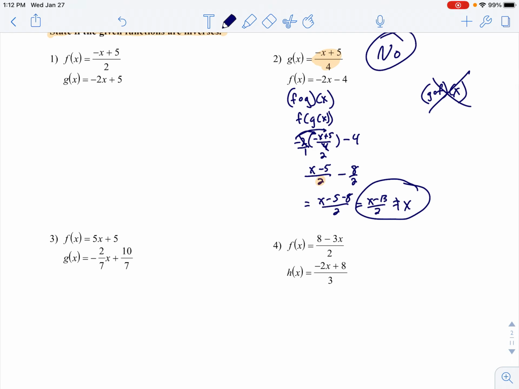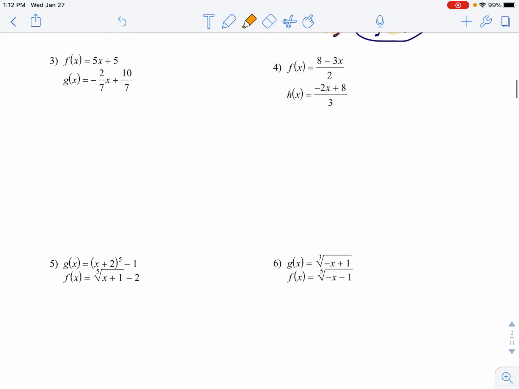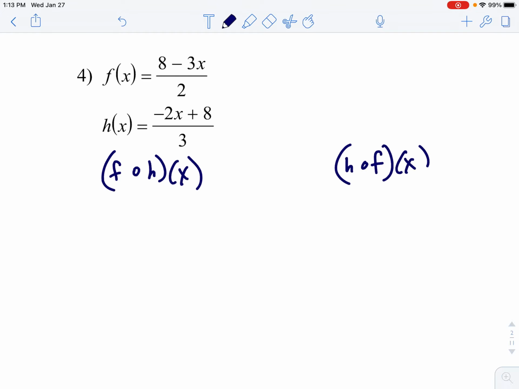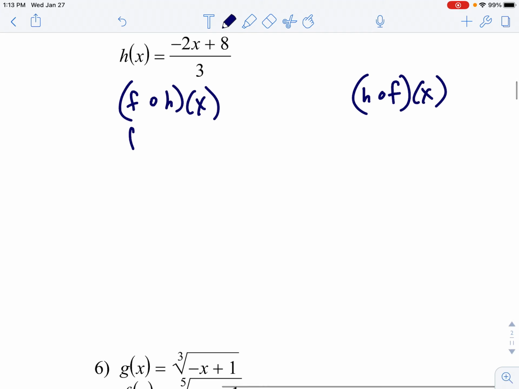So plug one function into the other function, simplify it doing all the math you can, and if it doesn't equal x, it's a no. Let's look at number 4. Are these inverses? So we have to do f of h of x, and we need to do h of f of x. So this is f of h of x.